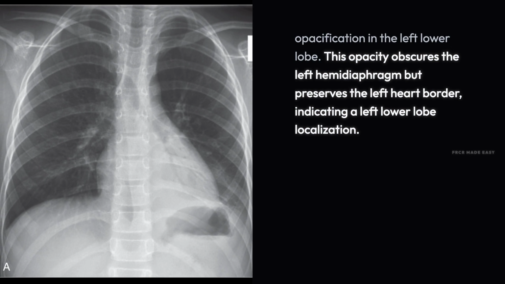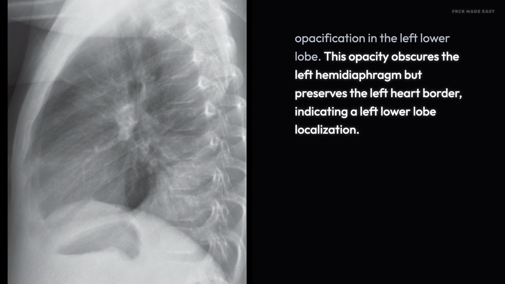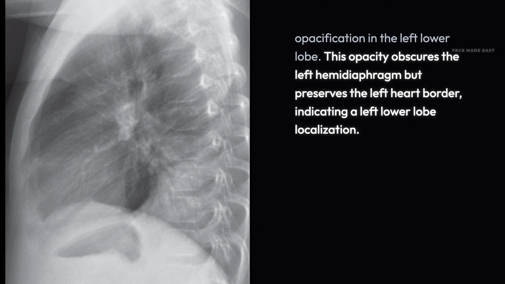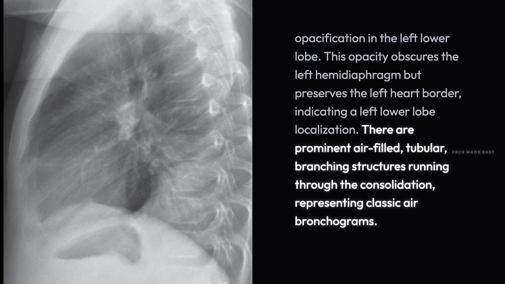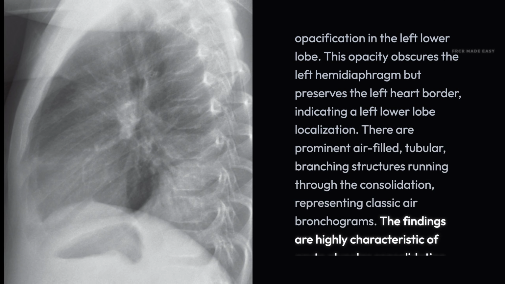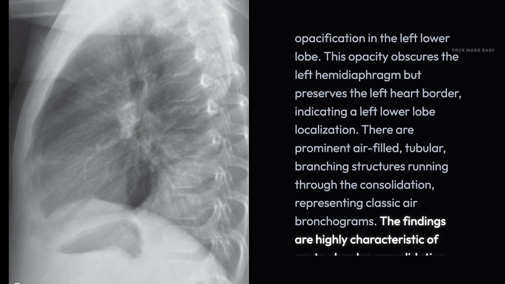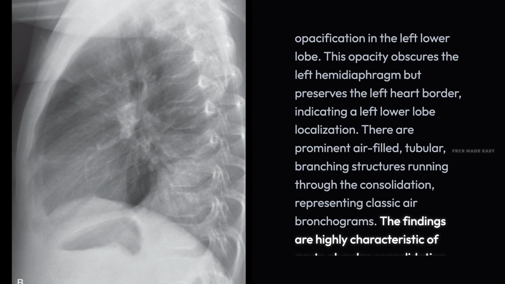This opacity obscures the left hemidiaphragm but preserves the left heart border, indicating a left lower lobe localization. There are prominent air-filled, tubular branching structures running through the consolidation, representing classic air bronchograms. The findings are highly characteristic of acute alveolar consolidation, with left lower lobe lobar pneumonia being the primary diagnosis.